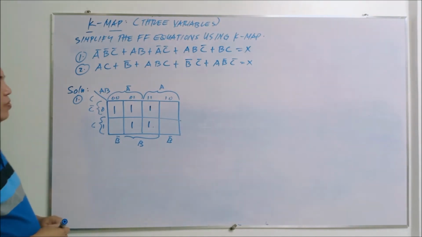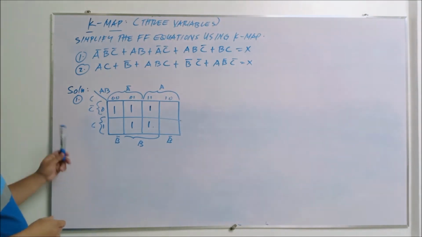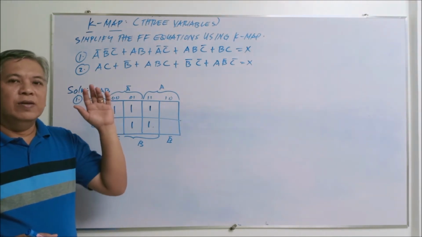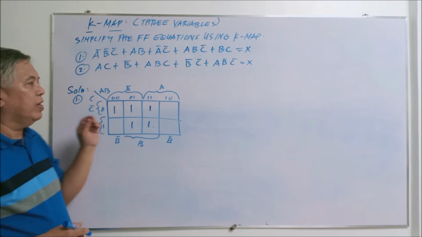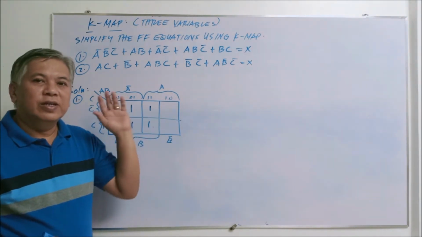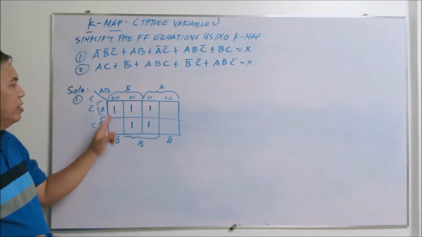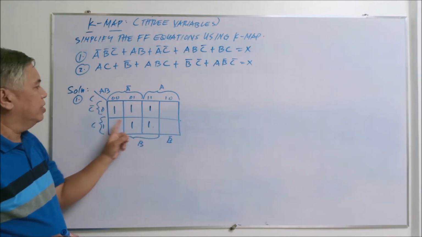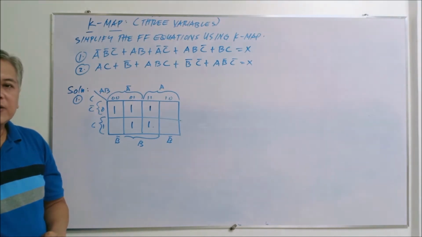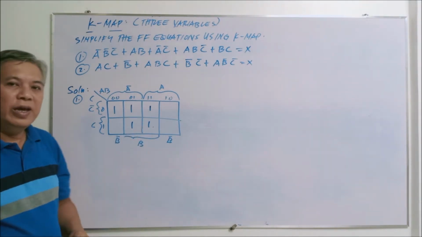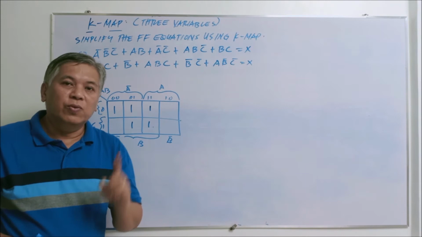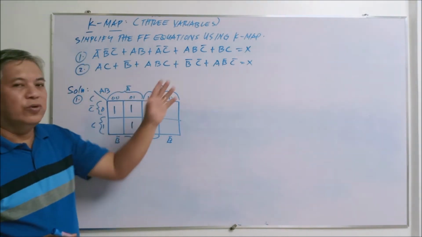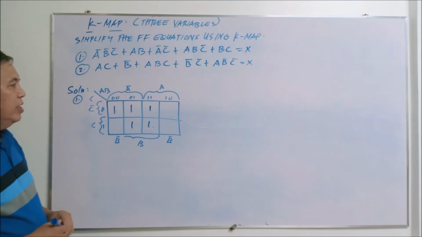Okay? So, we group them according to our rule. The grouping will be what? 4, 2, 1. Actually, we can have 8, no? 8 adjacent cells because we have here 8 cells. But if, in any case, all cells here have a value of 1, then that means that X will be equal to 1. Okay? So, if there are no 8 adjacent cells, we go to 4 adjacent cells.